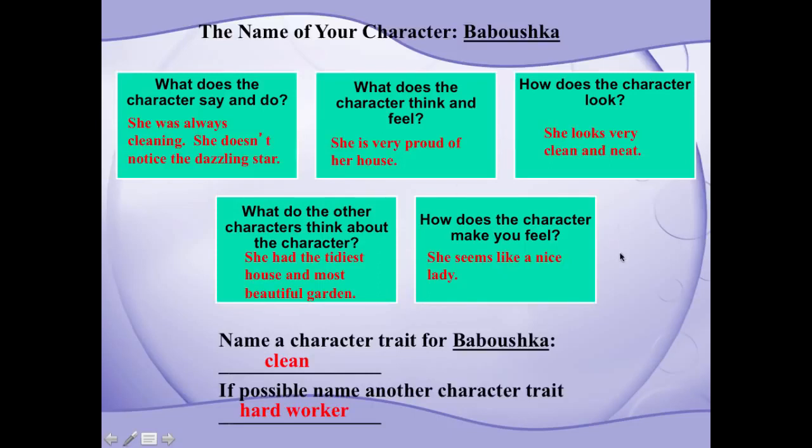Seems like something pretty fascinating is going on in town, and she is so focused on cleaning that she's not noticing this amazing star. So maybe she's a little distracted by that. So that's how you would use an organizer to look at the things the character is doing and saying so that you can figure out more things about them. We're having to do some inferencing here to say she's a hard worker. The author didn't come out and say she's a really hard worker, but based on what she's doing, I would say that's a pretty good guess about a character trait that she has.